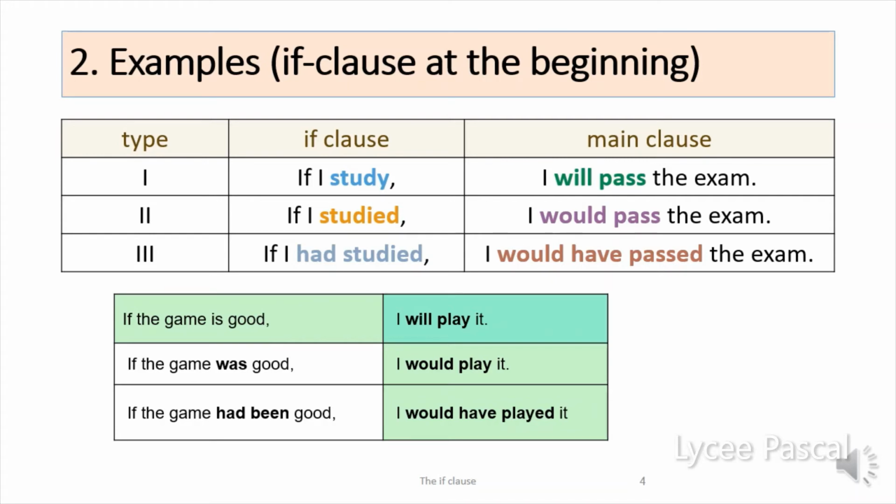Why? Because at the beginning of the sentence we have the if clause. In the main clause, I will pass the exam. This tells about the future. If I studied, to tell about the present, we have to go one tense back. We use the simple past tense instead of the present. In the main clause, I use would plus base form.